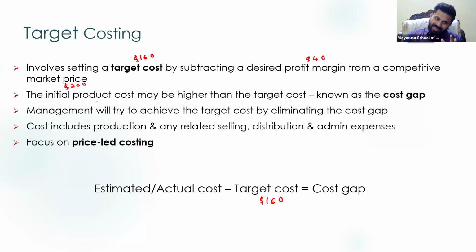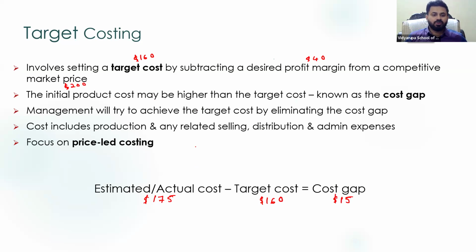Many a times what will happen, the initial product cost, what we call the estimate of the actual cost, may be higher than the target cost. Like in our example, I said the initial cost is 175 actually. So that difference is what we call the cost gap. How much in our example? $15. In our example, it is $15.